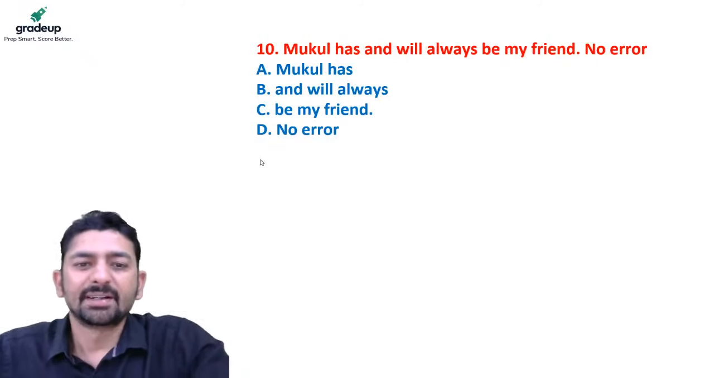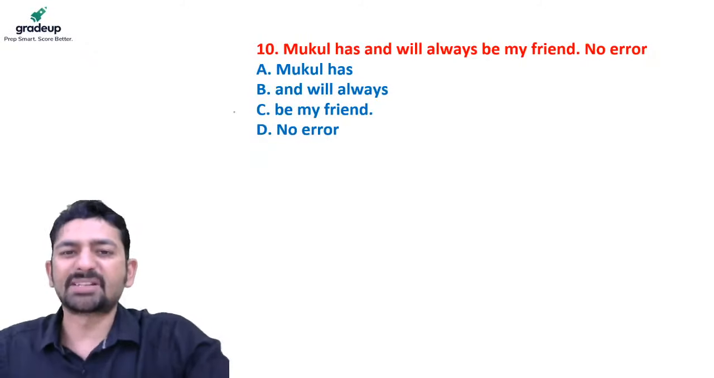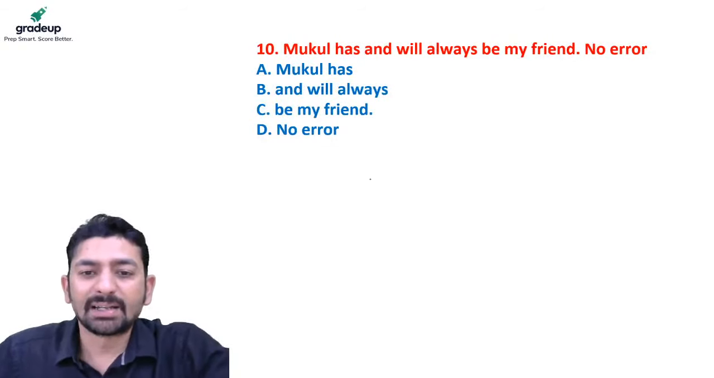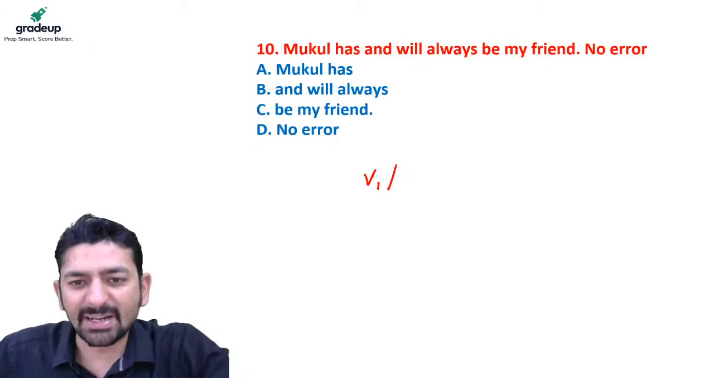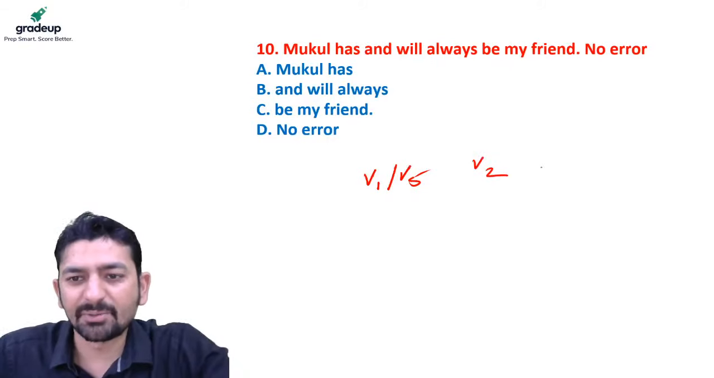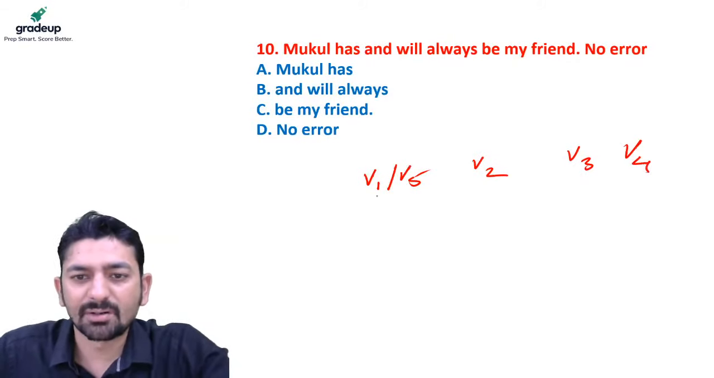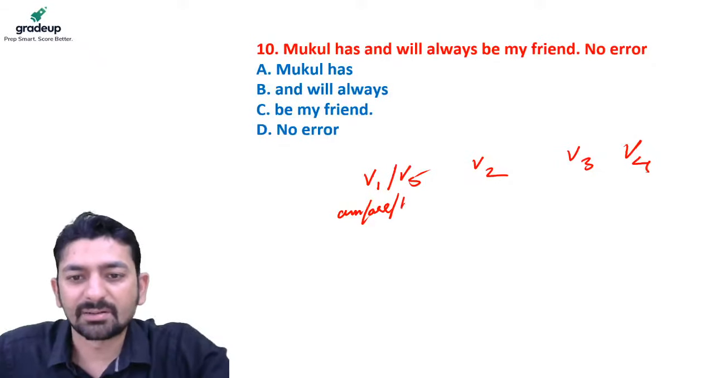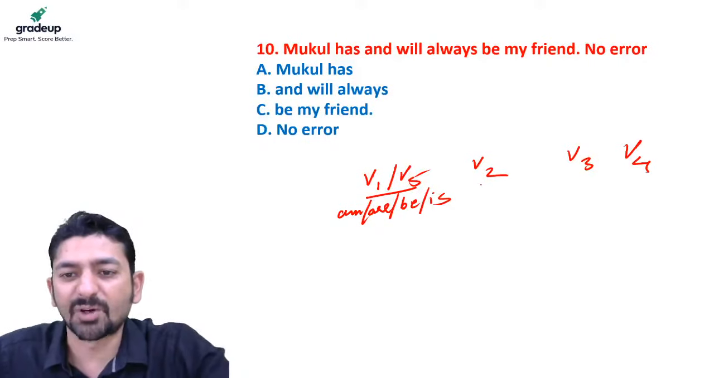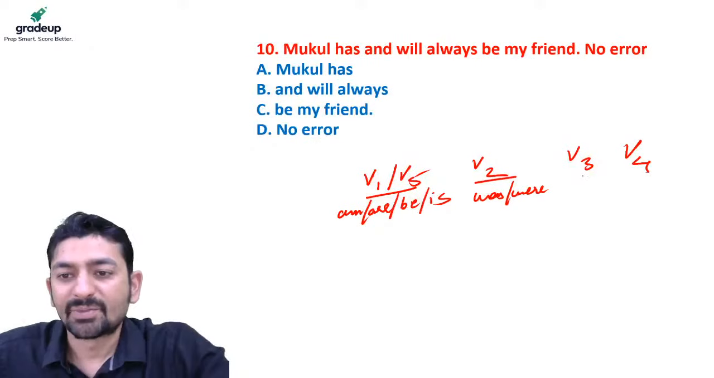It's working, great. Okay, let's come to the answer to this question, guys. Let me tell you again a quick recap of what we learned. V1, V2, V3, V4. I told you am, are, be, and is can be classified in first form, fifth form. Second form is was, were. Third form is been, B-E-E-N. And fourth form is being, B-E-I-N-G.